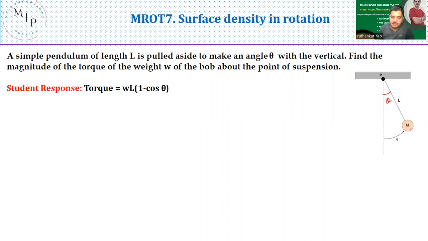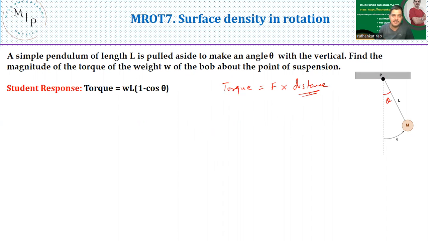Okay, so this gives you some torque, about the weight W of the point of the bob, about the point of suspension. About the point of suspension, we need to do. We all know that the torque is nothing but force multiplied by distance. Now the misconception which the student does is that which distance? This is a question that he has.